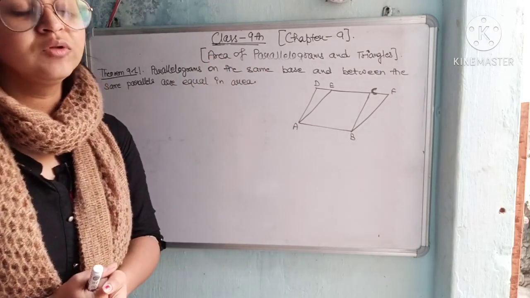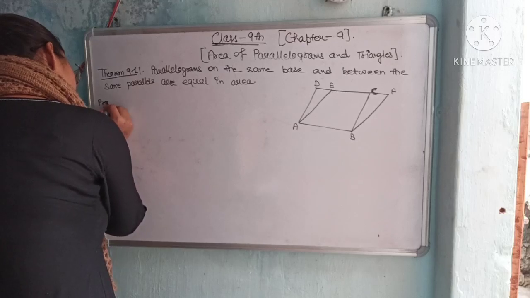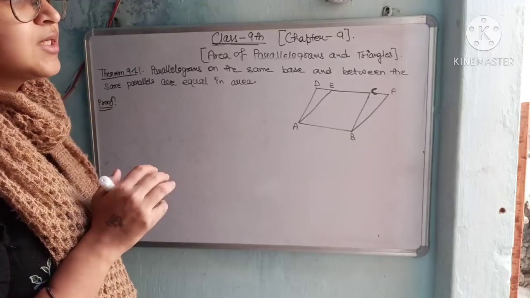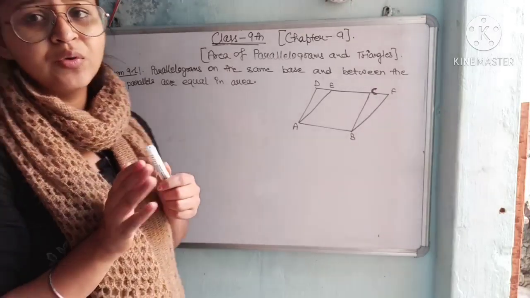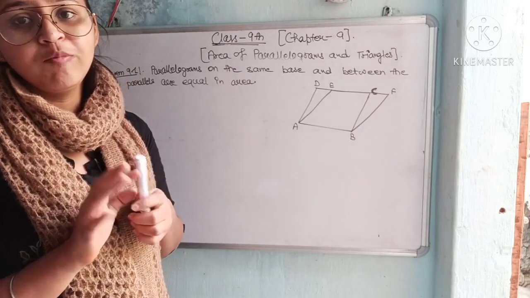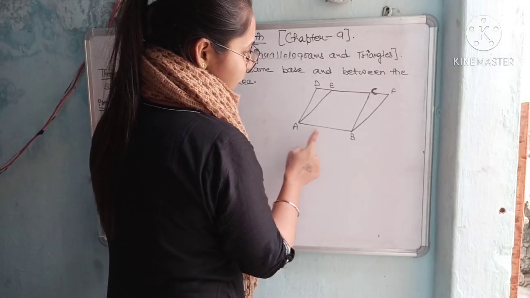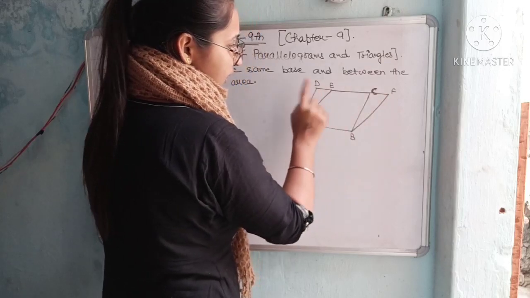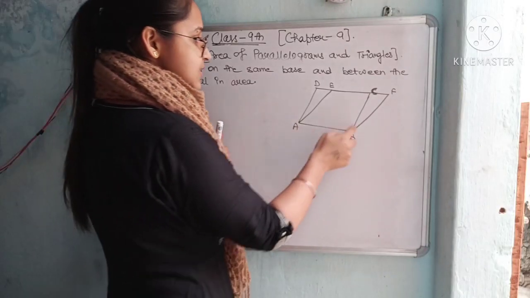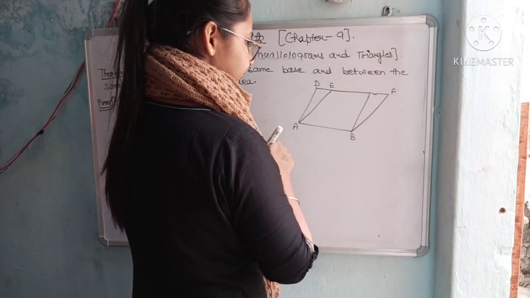We have to prove this theorem. First of all, see how we are going to prove it. There are two ways to prove this. First, I can directly apply the formula for the area of a parallelogram: base into height. The first parallelogram is ABCD.